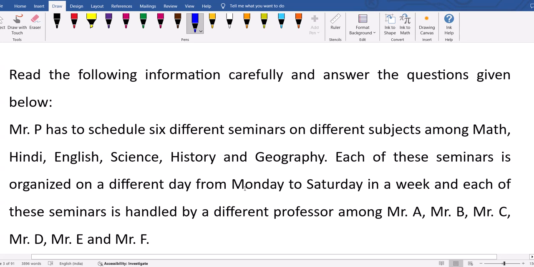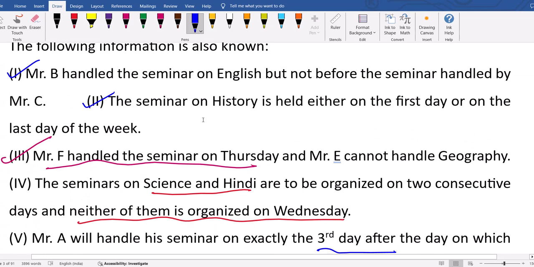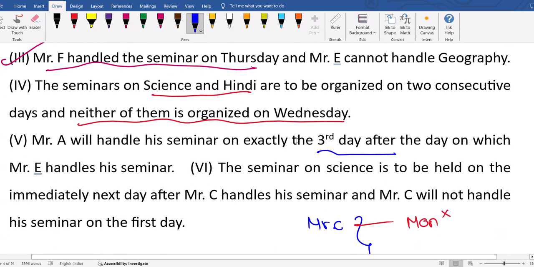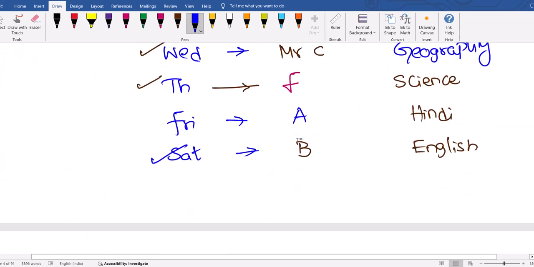First paragraph is only basic information. There are 6 days, 6 different subjects, 6 different professors. Then they gave the information to handle the entire question, all conditions, one by one. These questions are already shared for you in the DESHA group, so whenever you want, you can refer to those questions later. Fine. So let's see the next question.